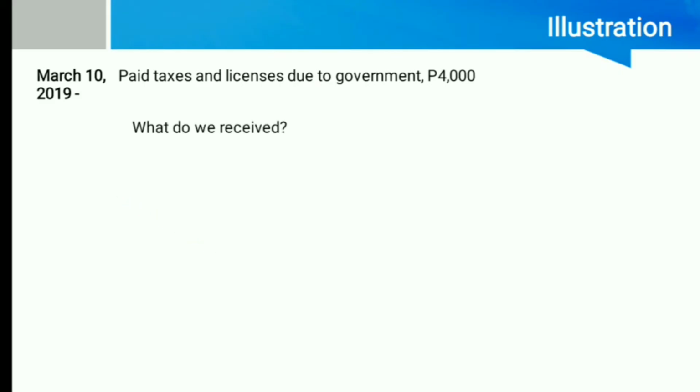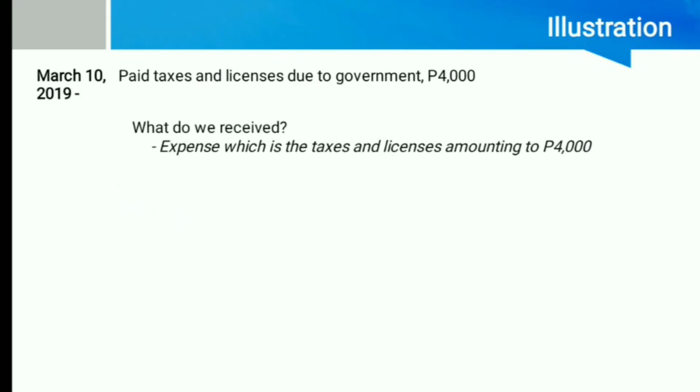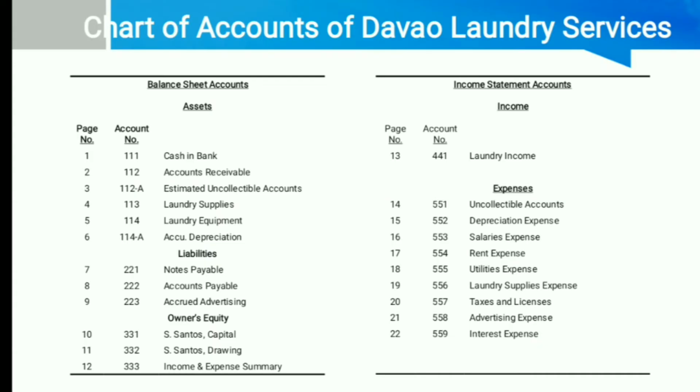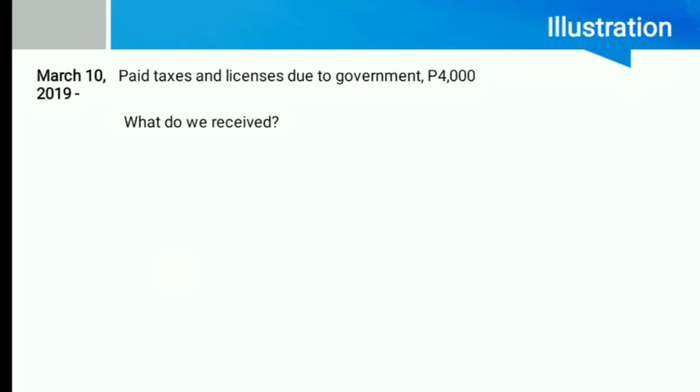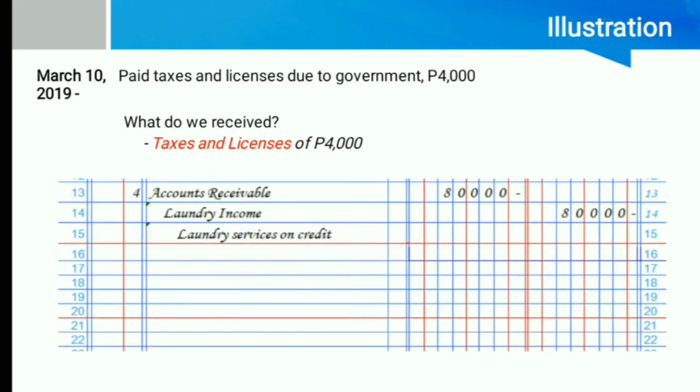So what do we receive in this transaction? It's an expense, which is the taxes and licenses amounting to 4,000 pesos. So looking into the chart of accounts of Davao Laundry Services, the appropriate account title to be used would be taxes and licenses. So our debit entry would be taxes and licenses of 4,000 pesos. So we're going to write it in the general journal. So we're going to write the date. It's 10 for March 10. So our debit is taxes and licenses, the amount of which is 4,000 pesos.